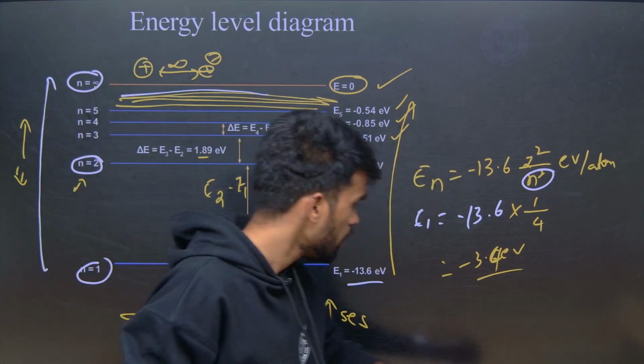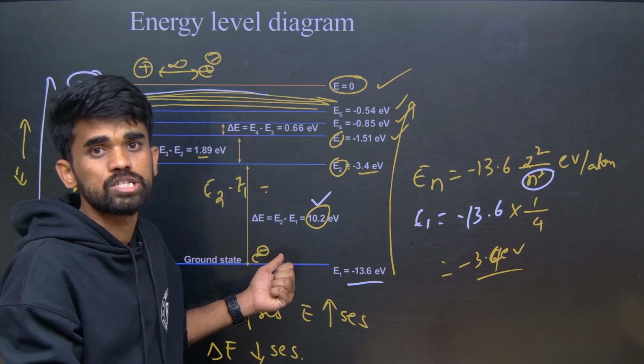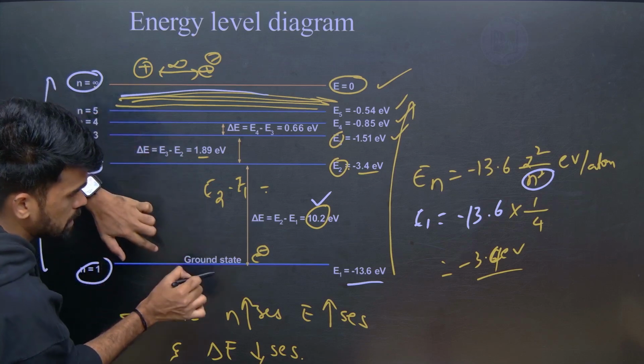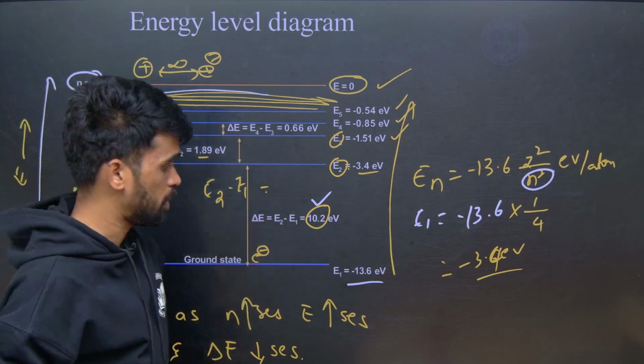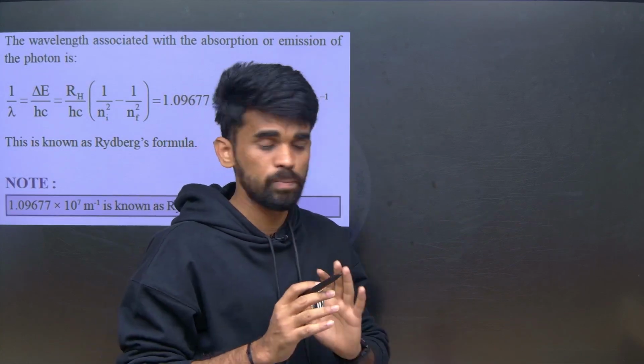Okay, I hope it is clear. Now, since it is absorbing the energy, we can get absorption spectra. If an electron is falling from a higher energy state to a lower energy state, energy is emitted, then we can see the emission spectra by analyzing those emitted energies. I hope it is clear, right?